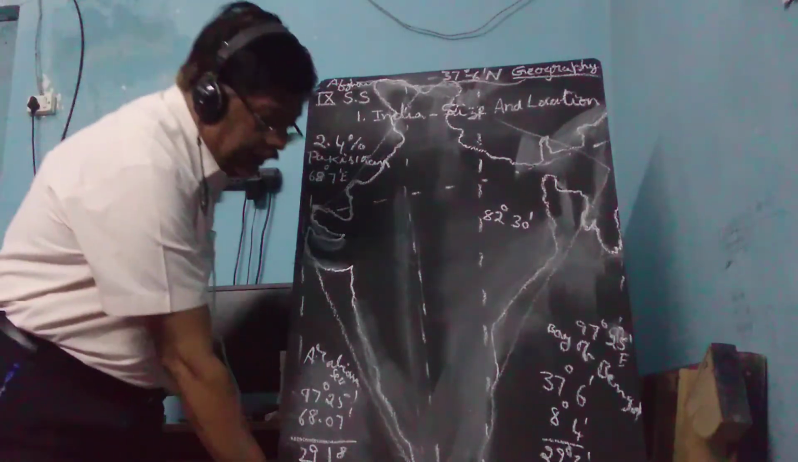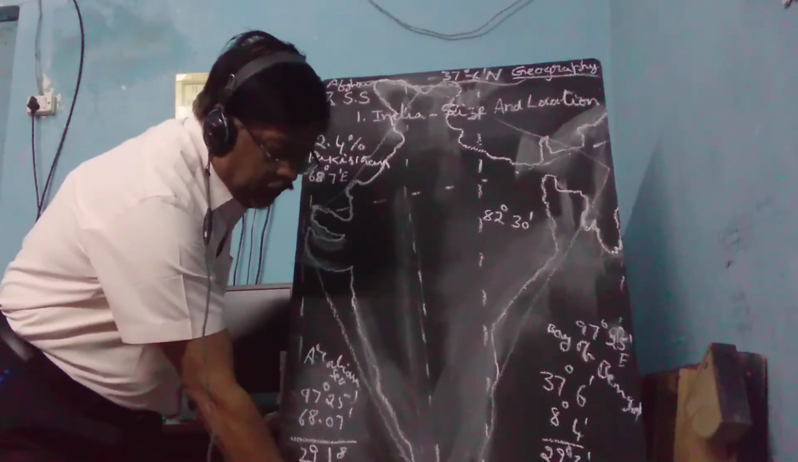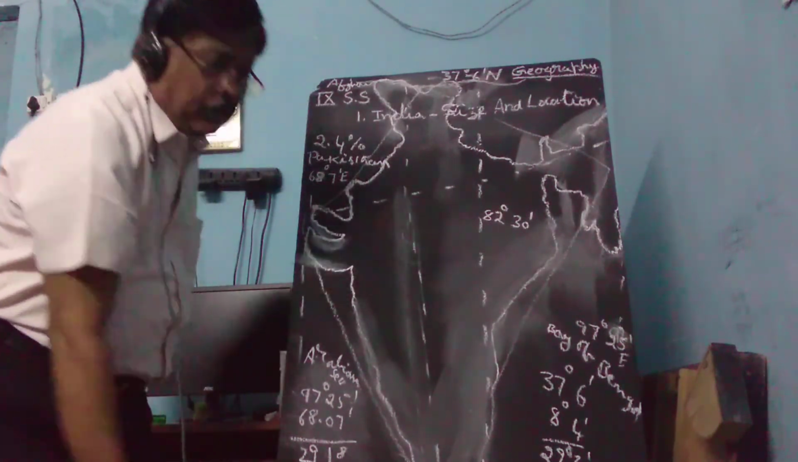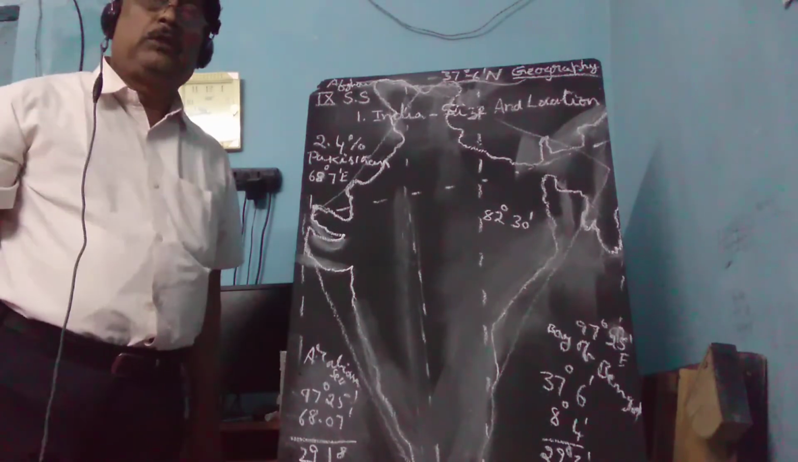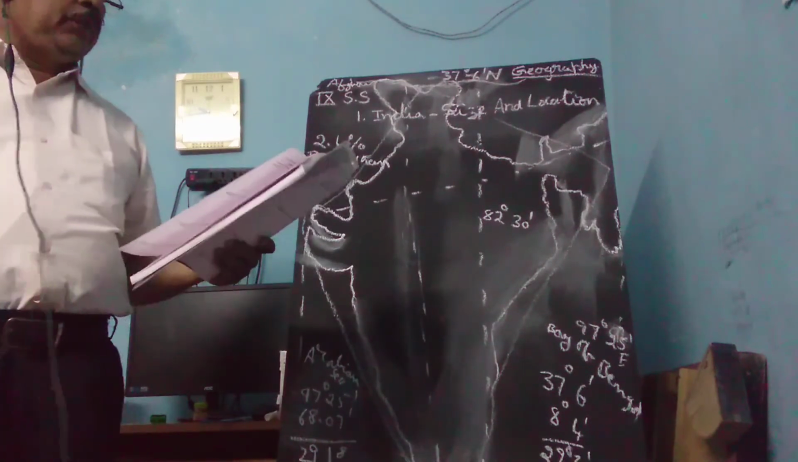And one more country, that is Maldives. Actually, they are very far down. These are the Maldives, very small islands. That group of islands is also a country, that is Maldives.